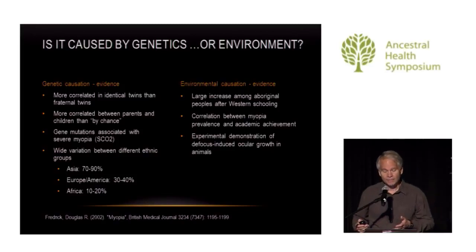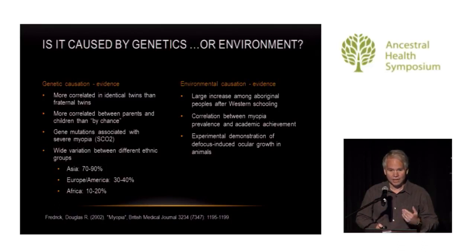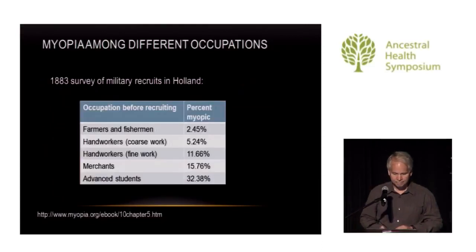On the other side, there's a lot of environmental factors. So, for example, there's been a large increase among Aboriginal peoples, for example, Eskimos, once they were introduced to Western schooling. There's a correlation between achievement level in school or academic level and myopia, and there's some experimental demonstrations that defocus generated by close work is a cause of myopia, and we'll be getting into that in some detail.